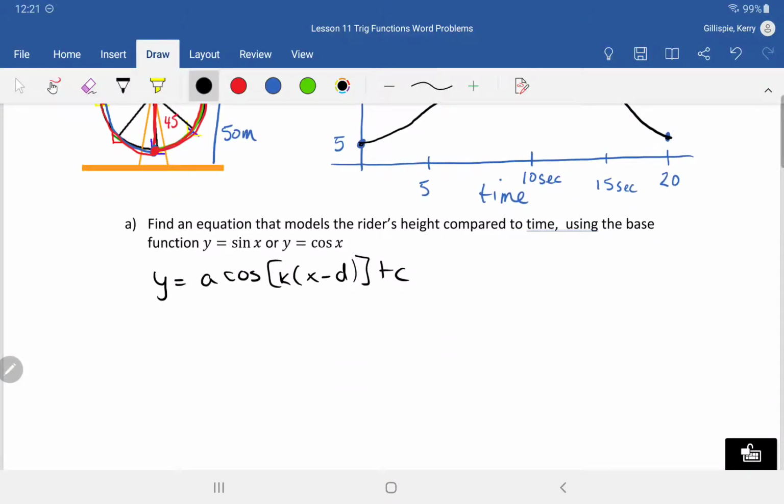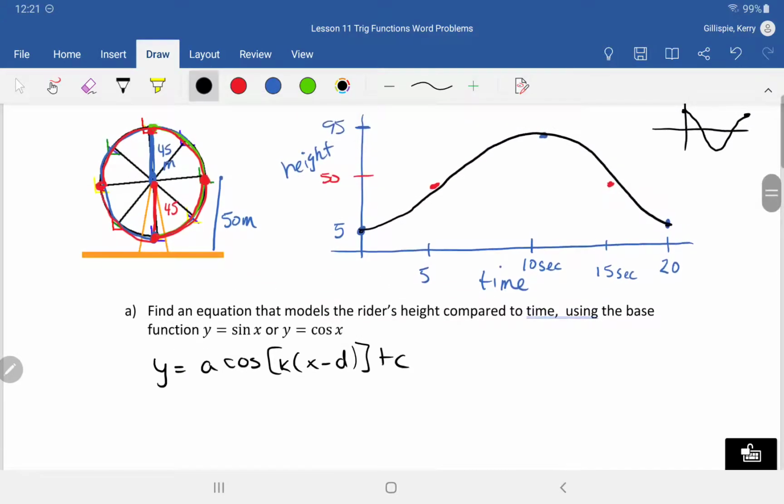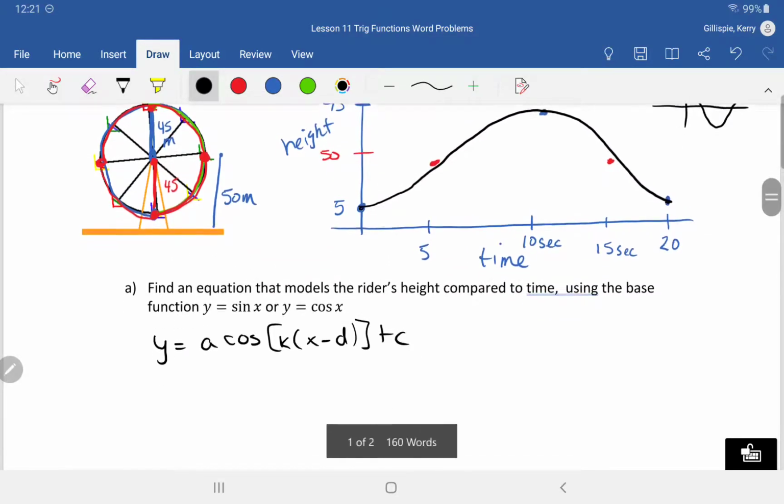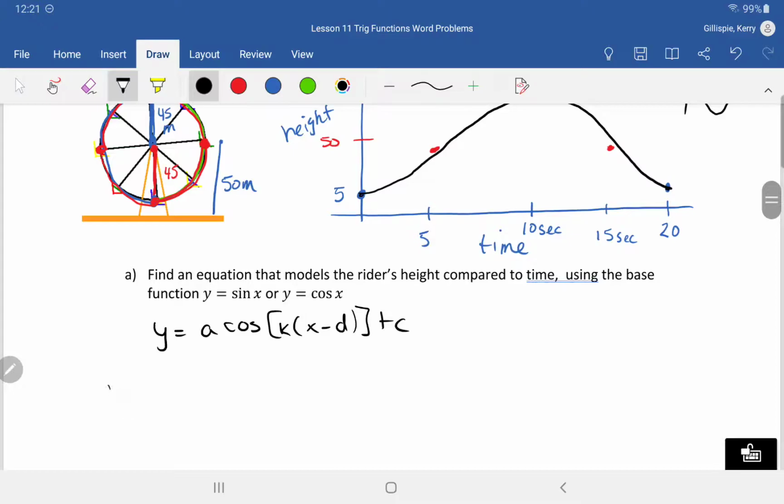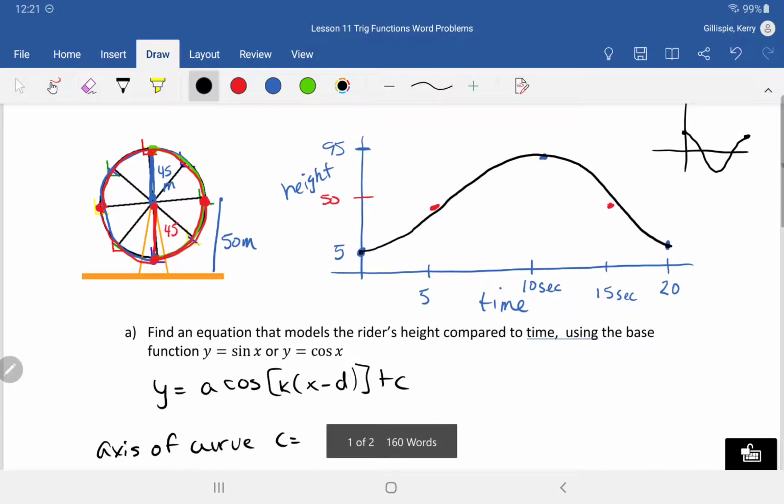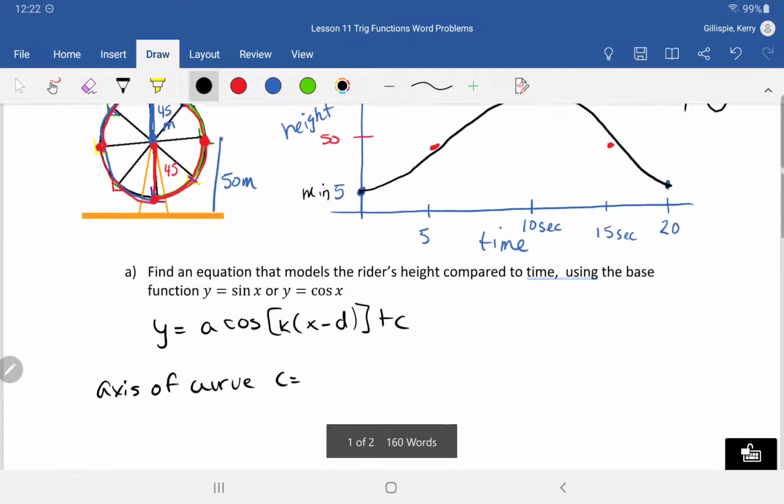So amplitude. Actually, let's not start with amplitude. Let's start with axis of the curve, which is your C value. Remember, it's max plus min divided by 2. So we're doing 95 plus 5 divided by 2. And 95 plus 5 is 100. 100 divided by 2 is 50.